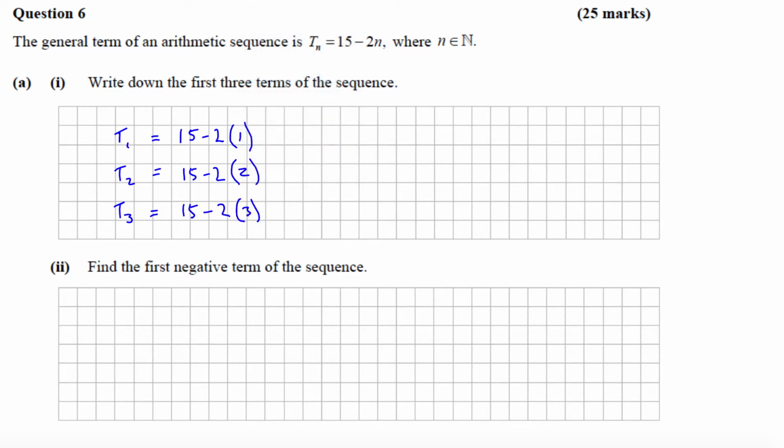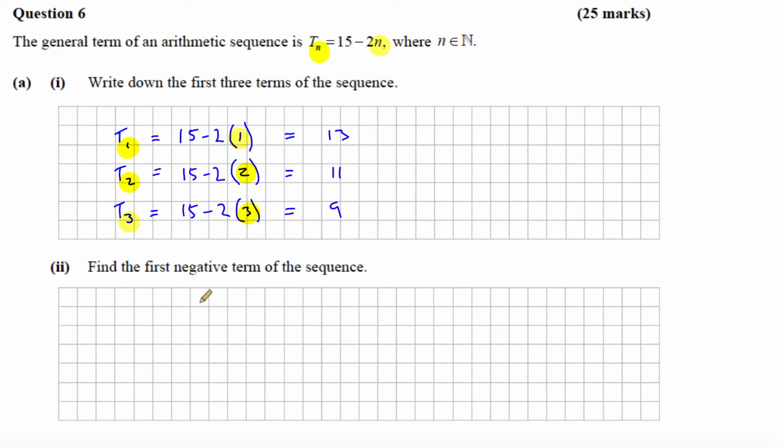In other words, what we're doing here is the n, which is in here, is getting replaced by the 1, or the 2, or the 3 in each case. Okay, so that's going to give us 15 minus 2 ones is 13. 15 minus 2 twos, which is 4, is 11. And 15 minus 2 threes, which is 6, is 9. So that's the first three terms of the sequence.